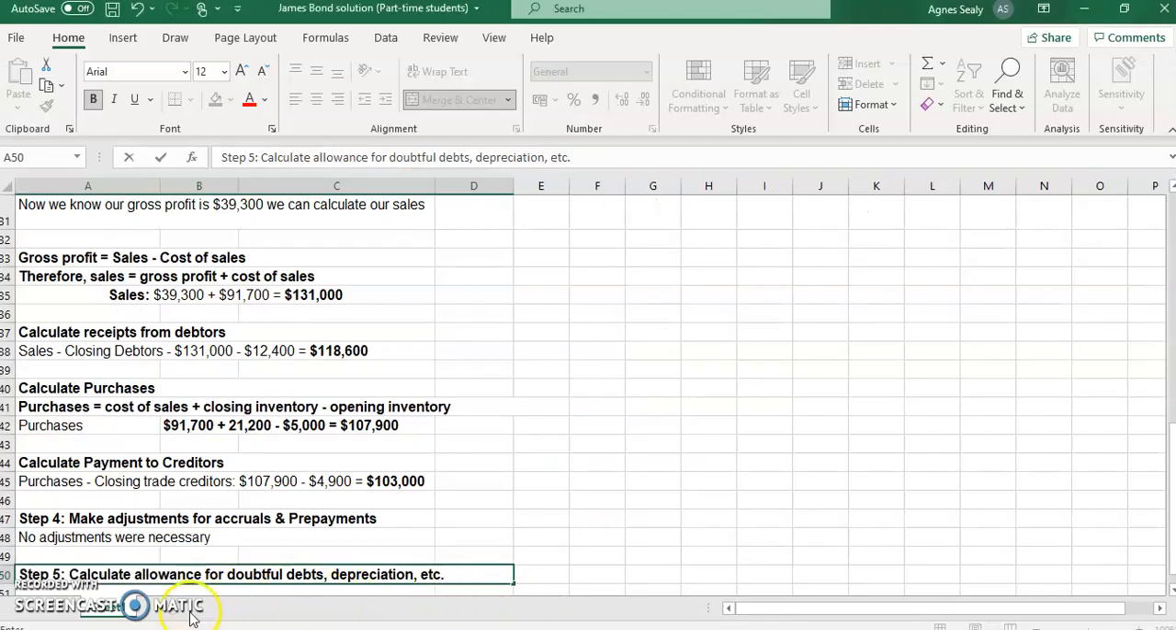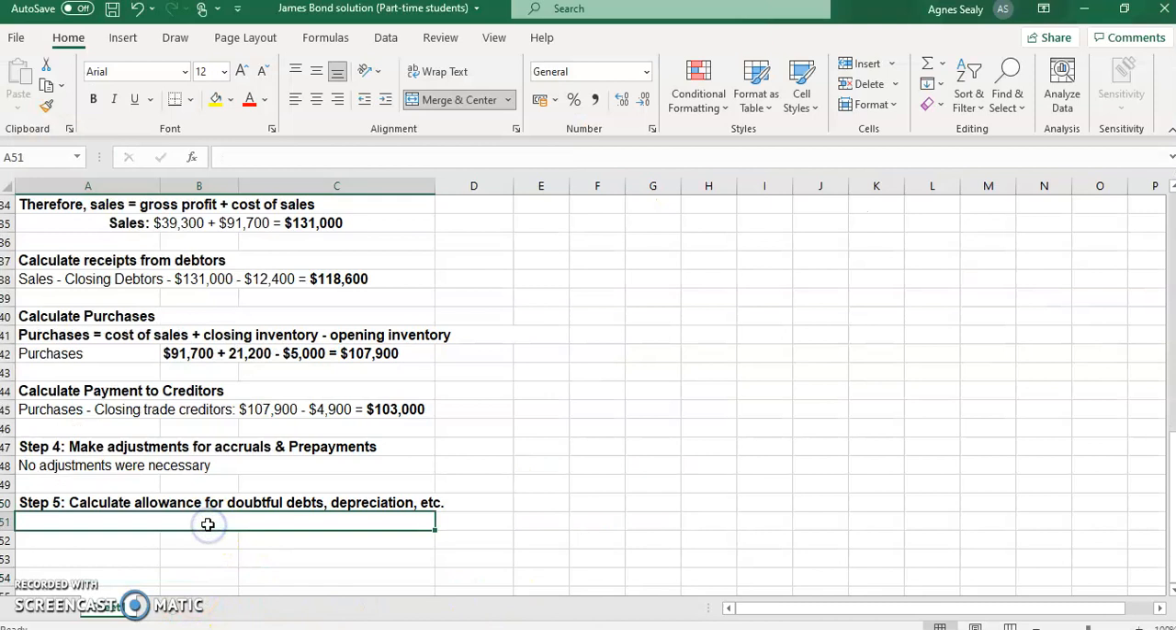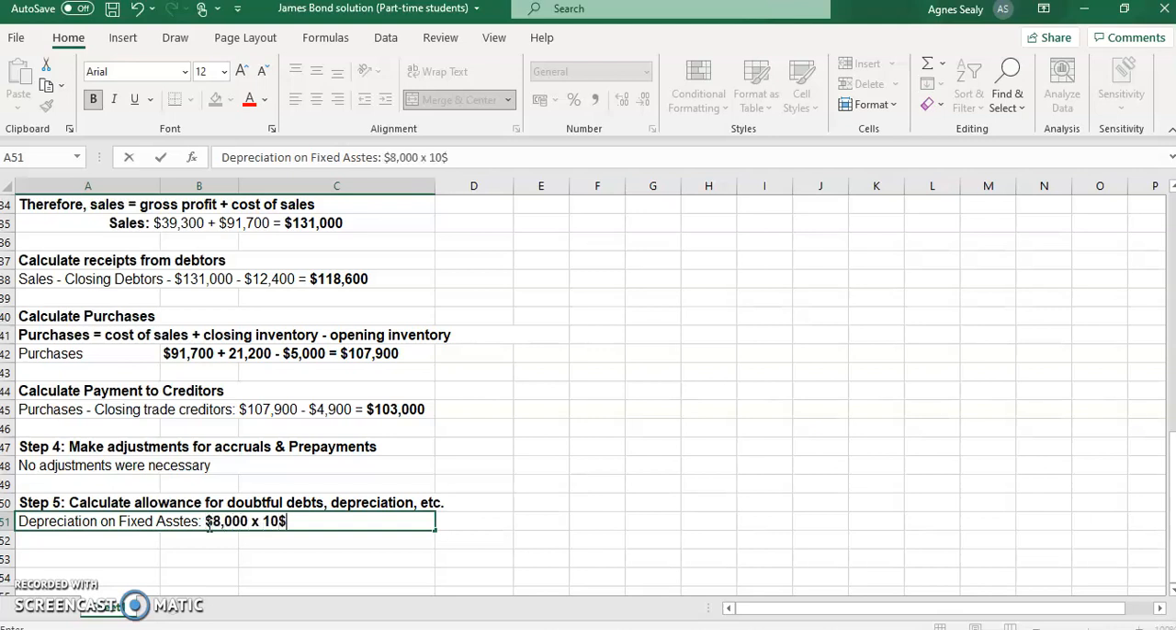So let's calculate the depreciation for our fixed assets. So depreciation on fixed assets would be $8,000 times 10%, and that gives us a depreciation of $800. So we know our depreciation.